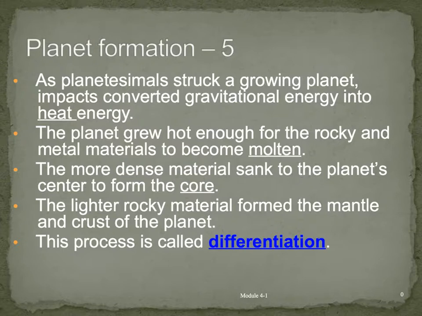The more dense materials sank to the planet's center to form its core. The lighter rocky material formed the mantle and the crust of the planet. This process is called differentiation. This also explains how the Earth's core is mostly iron, and the crust is mostly lighter density materials such as silicates.